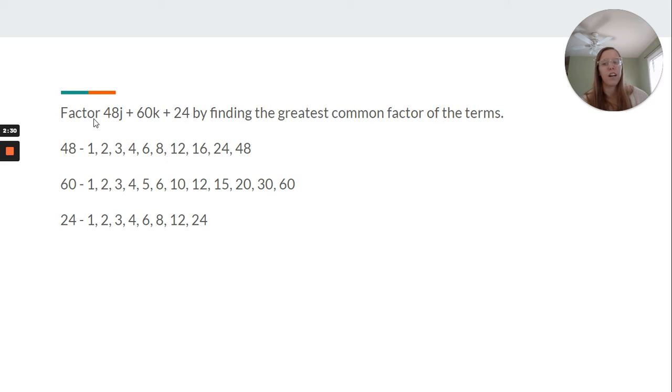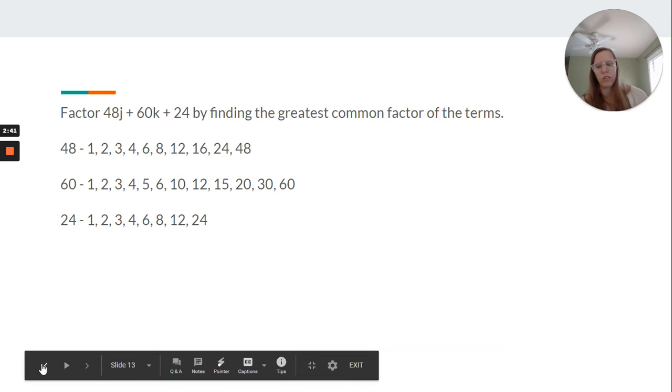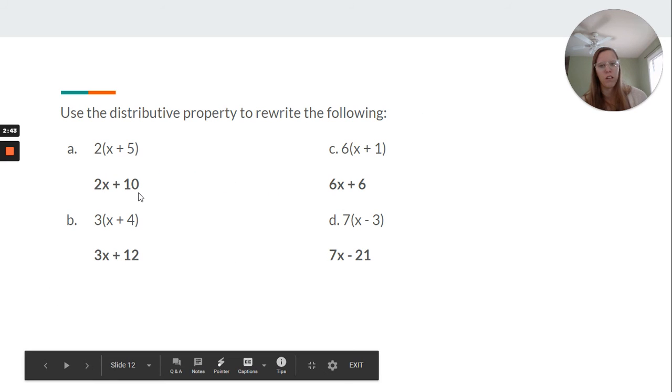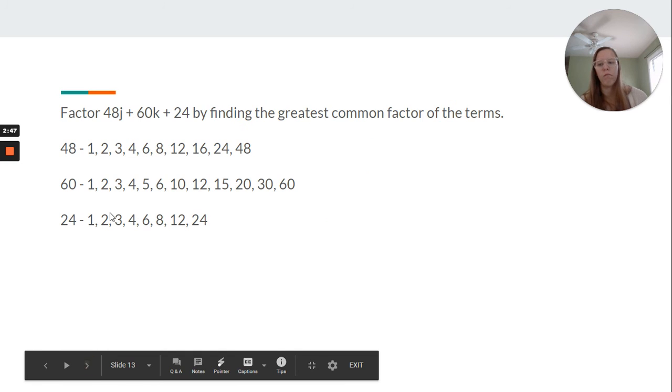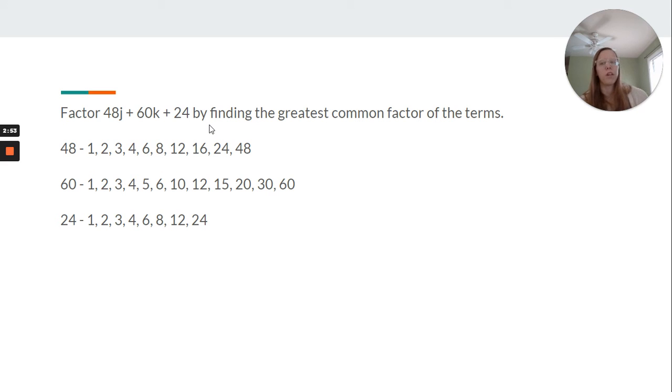All right, now this one might be a little complicated, but you can do it. So we're going to factor 48j plus 60k plus 24. So now we're basically going backwards. We have what our factored one is. So we have what we would have distributed to rewrite it. So we have this part, we want to get this part. So we need to figure out what the greatest common factor of these three numbers is in order to figure out what that first one is.